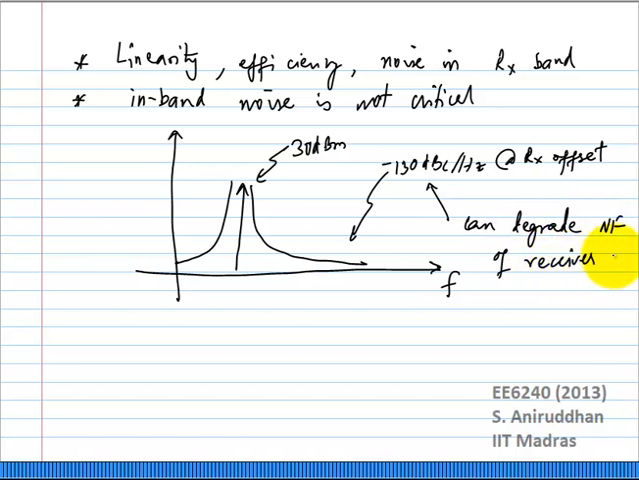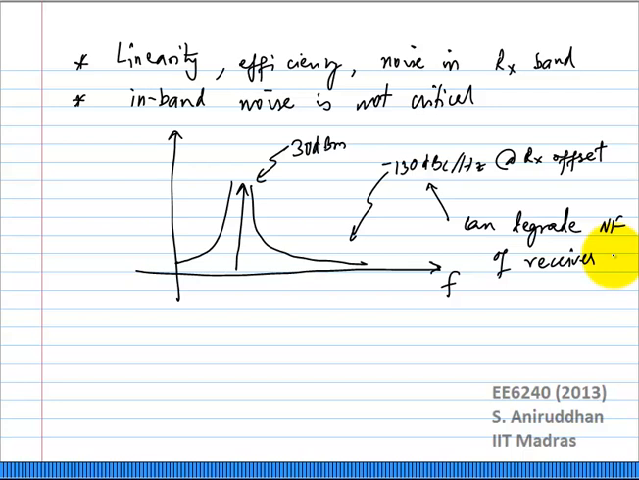Can degrade the noise figure of the receiver by a certain amount. And you will need to take this into account when you are designing the receiver noise figure. If you have an FDD system, you will have to think about how much of the TX power is actually leaking through into the RX band, how much of the TX noise is leaking into the RX band. So this will be a specification for the transmitter itself.